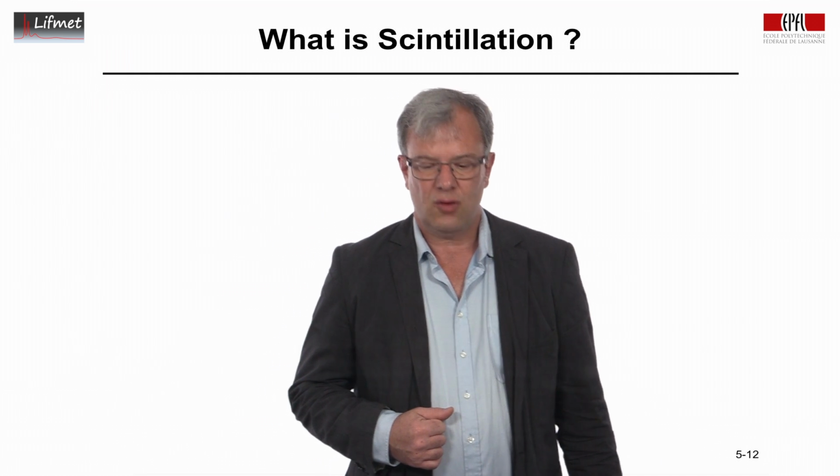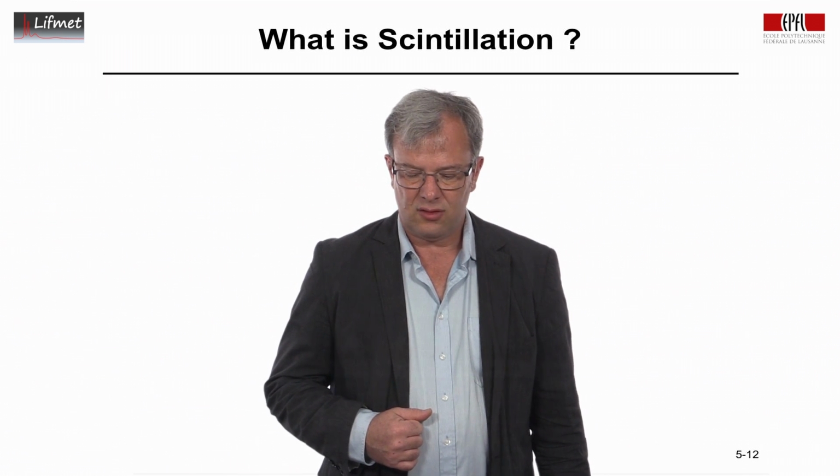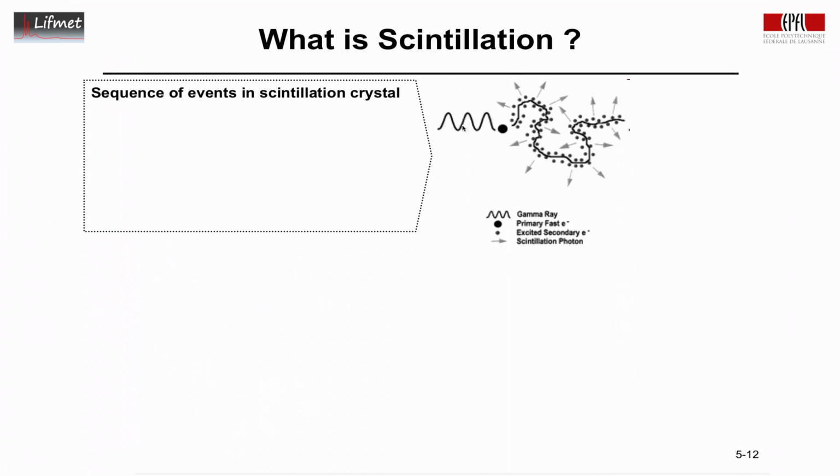So what is scintillation? What happens in this scintillation crystal? There are a sequence of events to consider. We have the gamma ray, the X-ray that hits our crystal. It produces a primary fast electron. This can be an electron bumped out of an inner shell through the photoelectric effect, or it can be an outer shell electron that's removed from the atom by Compton scattering. This electron in the crystal will then produce a number of excited secondary electrons and actually electron hole pairs, which in the end produces the scintillation photons.